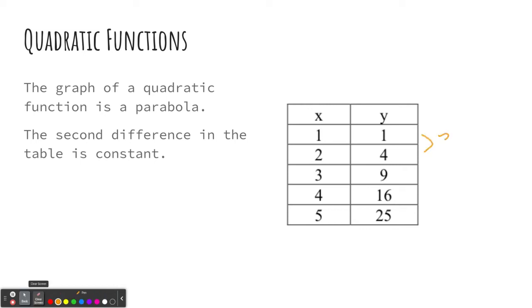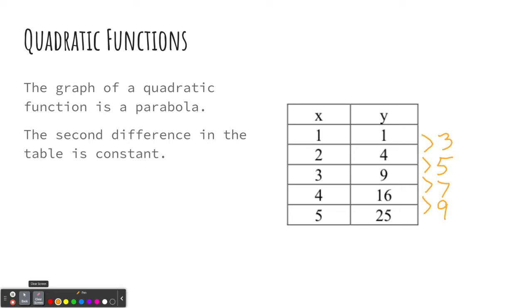To get from 1 to 4 is adding 3. 4 to 9 is adding 5. 9 to 16 is adding 7. 16 to 25 is adding 9. Our first differences do not match, so this is not linear.